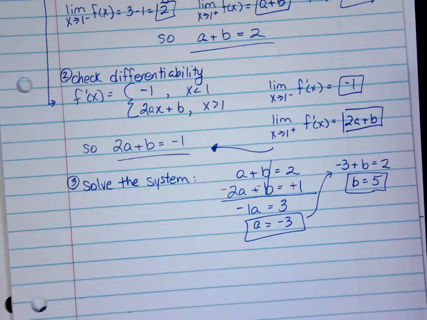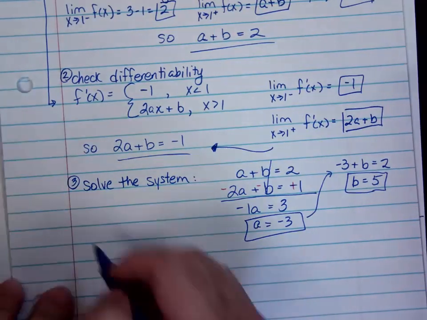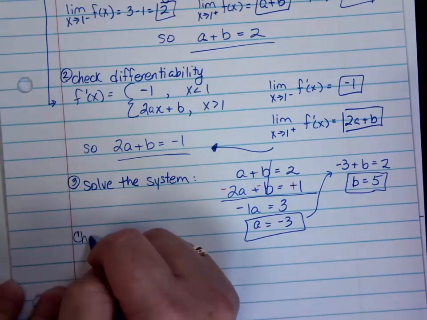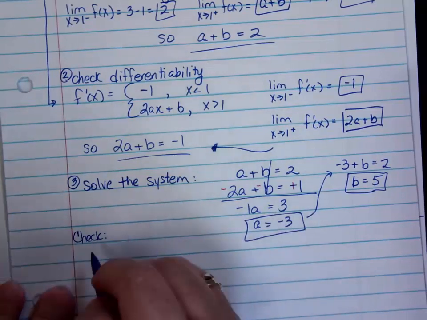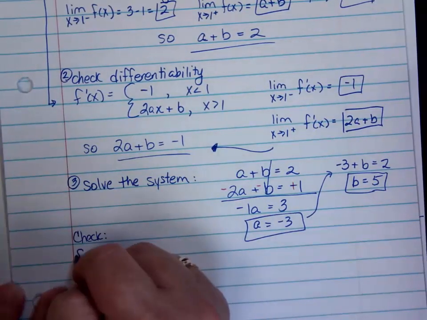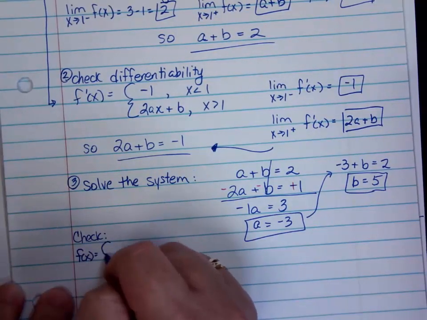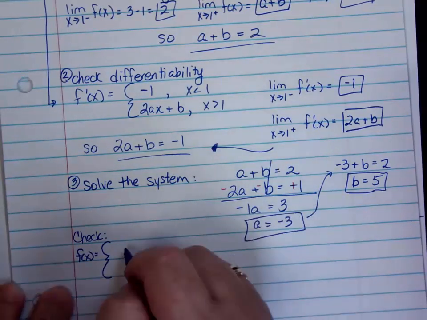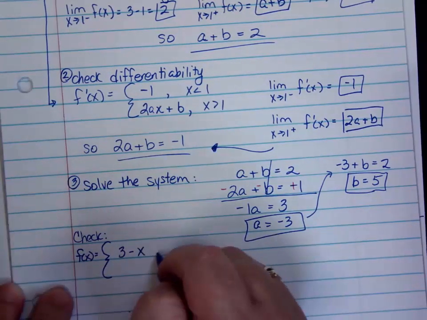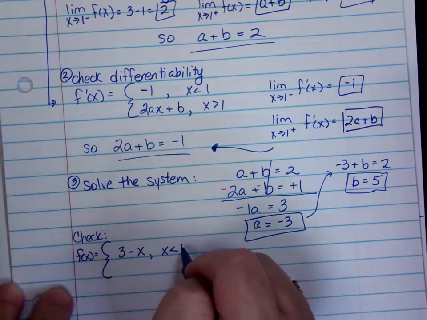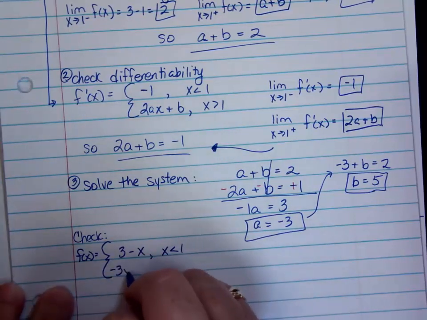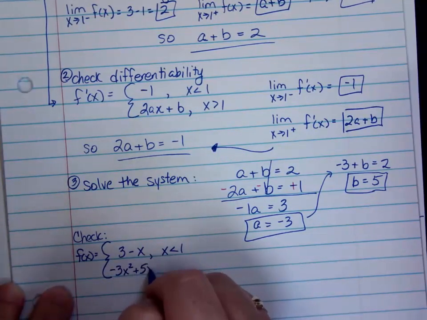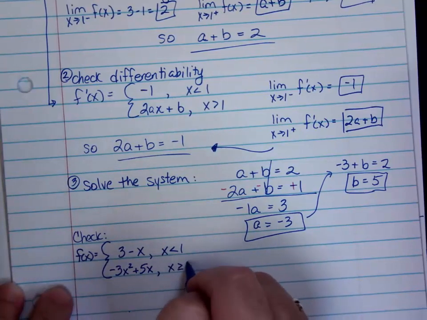You do not have to check on the AP exam, but we're going to check this one just because it's the very first one we've done this way. So we're going to check. And I'm going to show you the really fast way to check. So we're going to take the original function. We're going to put those a and b values in. 3 minus x, x is less than 1. -3x squared plus 5x, x is greater than or equal to 1.